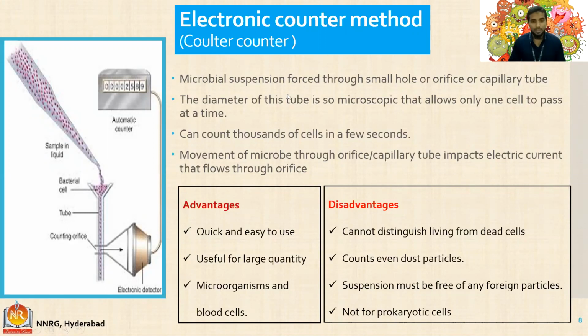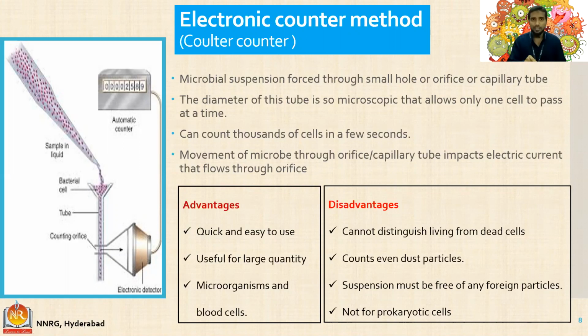Basically, in this, the microbial suspension flows through a small hole or orifice or capillary tube. You can see this one contains a microbial suspension. This microbial suspension is passed through this tube, which is so thin that only one cell can pass at a time. The sample is given here, one cell passes at a time, and there is a counting orifice. Orifice means a small hole, a very tiny hole where only one cell can fit.